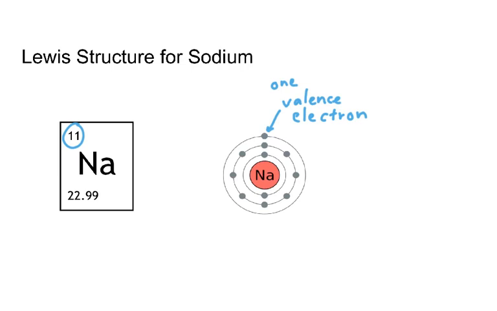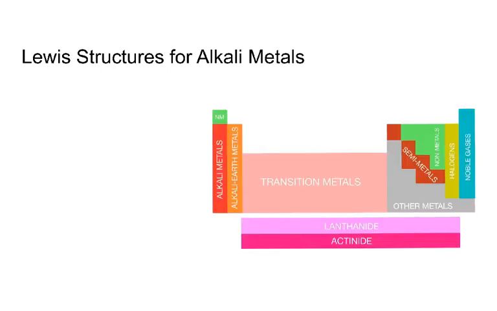We start by drawing the element symbol. For sodium, it's Na. And then since sodium has one valence electron, we draw one dot on the top of sodium. And that's it. All alkali metals only have one valence electron, so their Lewis structures will pretty much look the same.